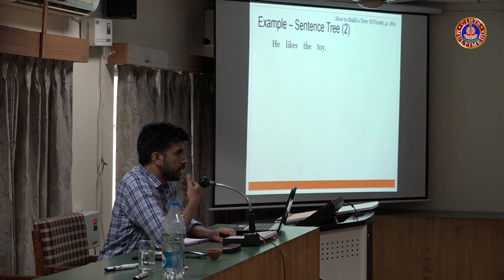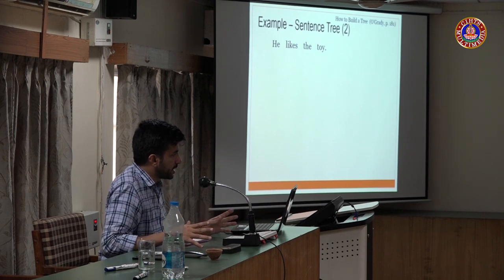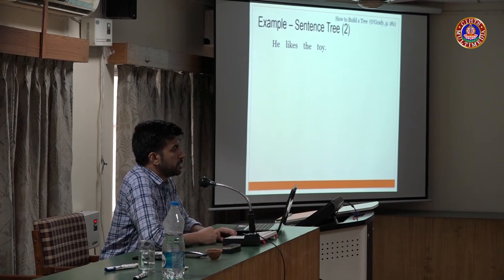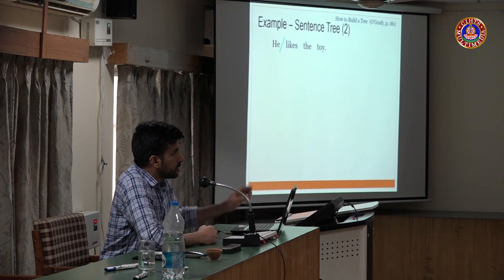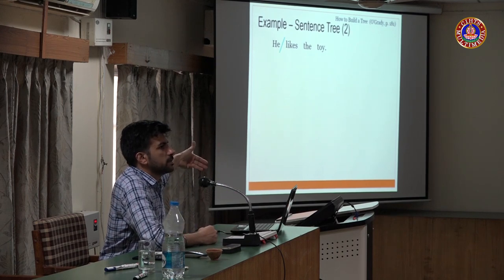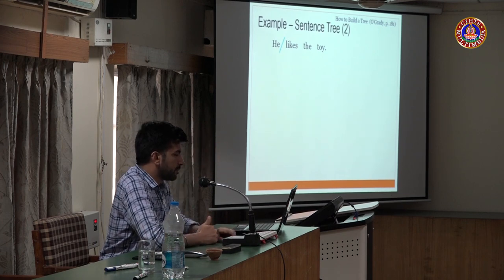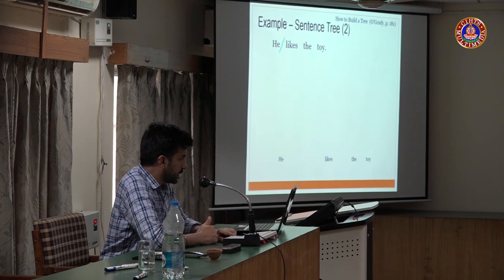Now we are moving to sentence trees. Earlier we were doing phrases, now we are looking at complete sentences. A sentence like, he likes the toy. How will you do this? You'll write it at the bottom of your page. Now clearly, you have he as the pronoun or the noun, and likes is where your verb begins. We can divide it. So first write separately, he likes the toy.